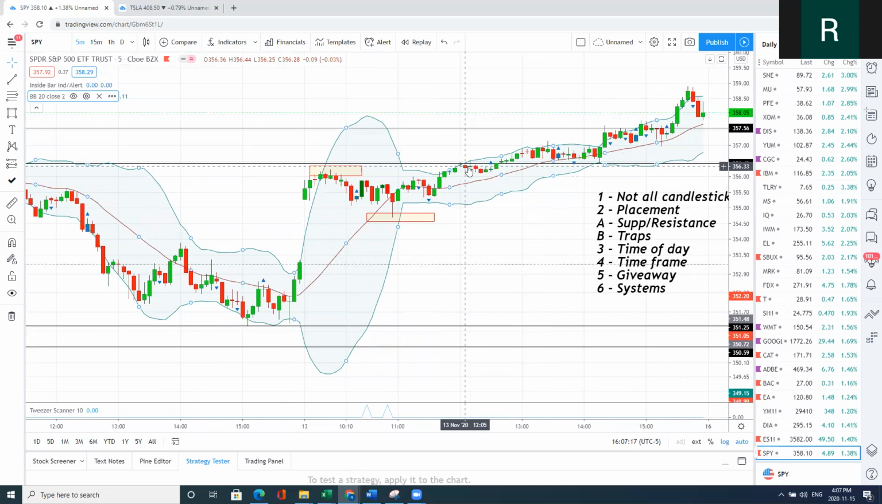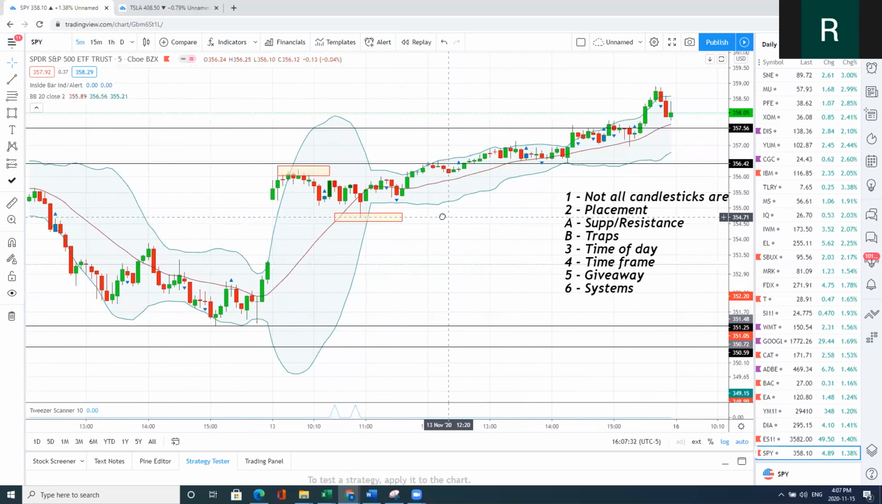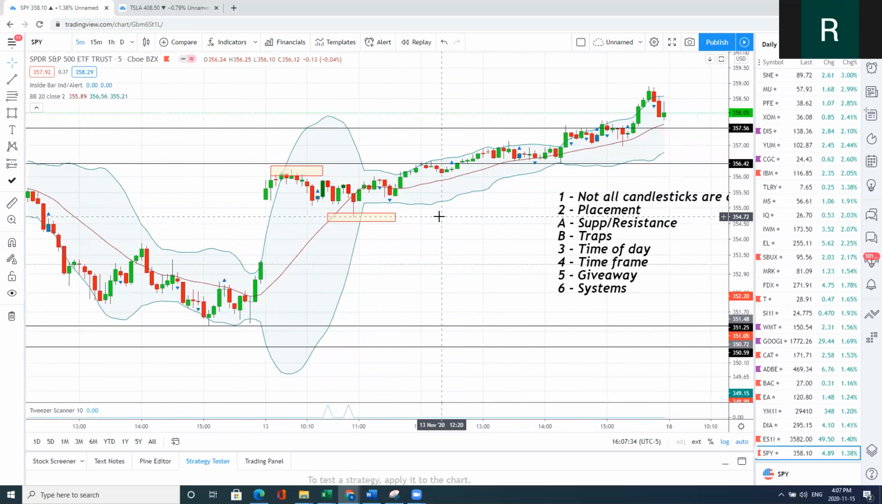So here's an example. At 12:10, we have this inverted hammer. It just gets destroyed. We have another one at 12:50. It's because the volume is weak over here compared to the volume in the morning with these candles. So we need to pay attention to the placement, the time of the day, the time frame, and we also need to be looking for traps.